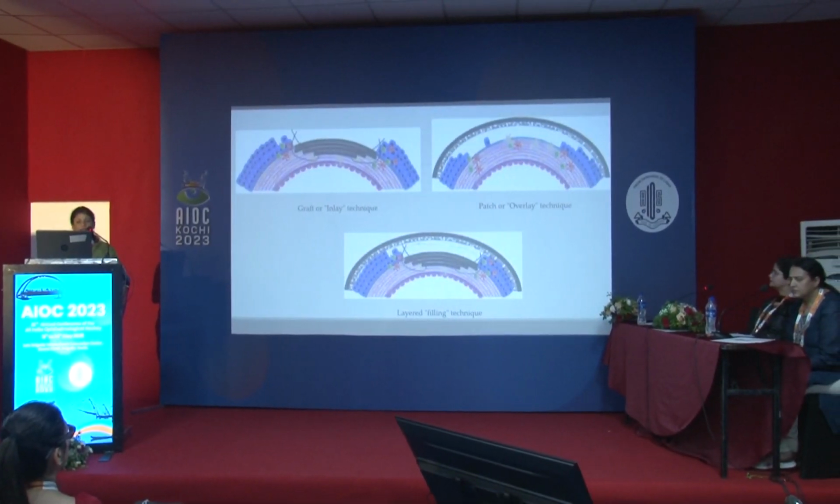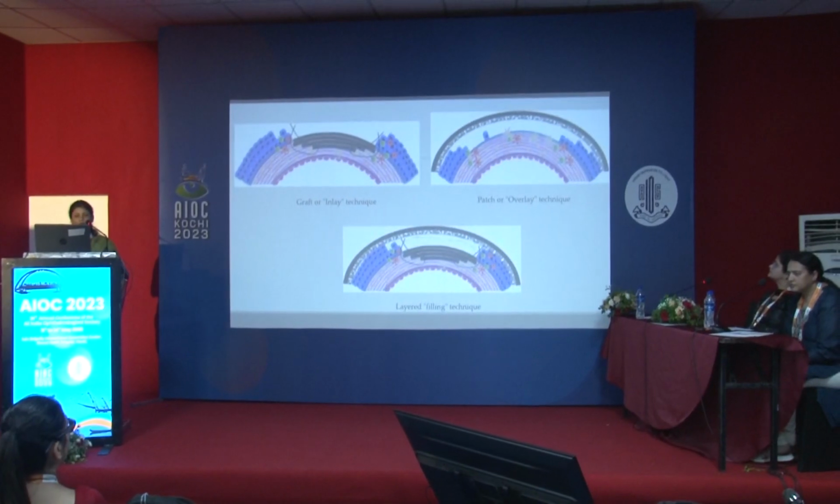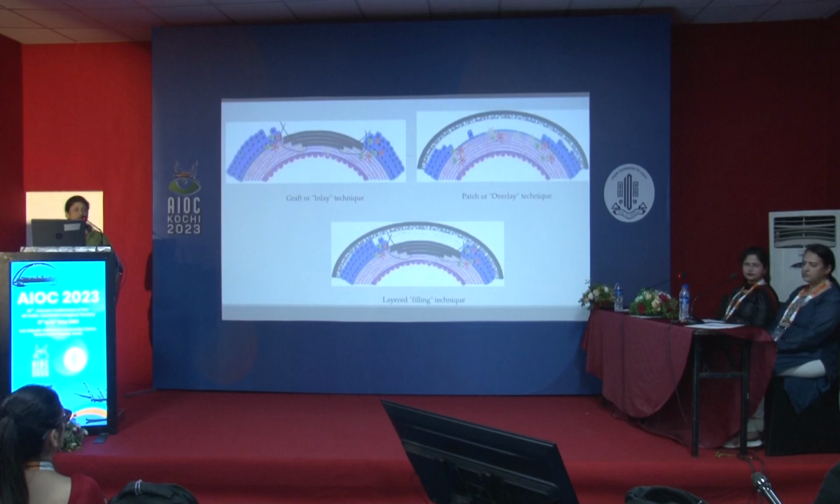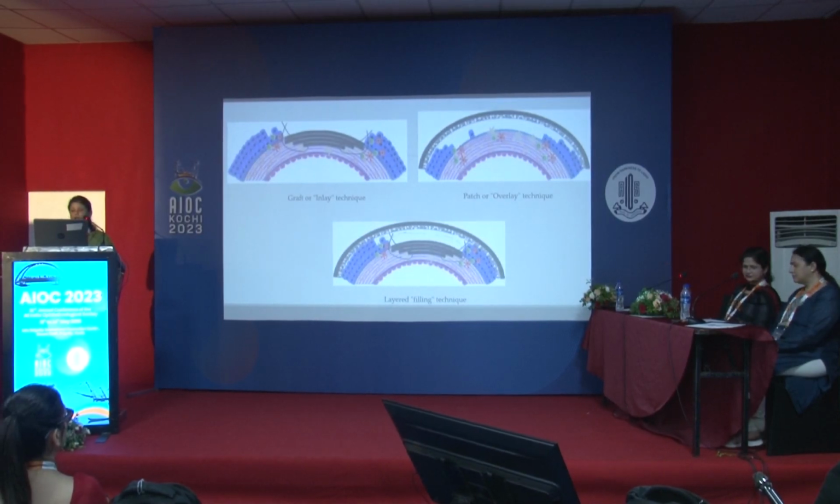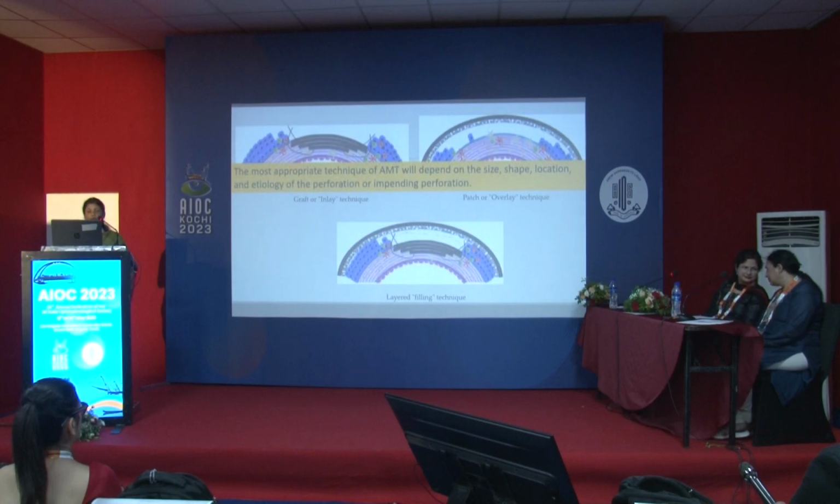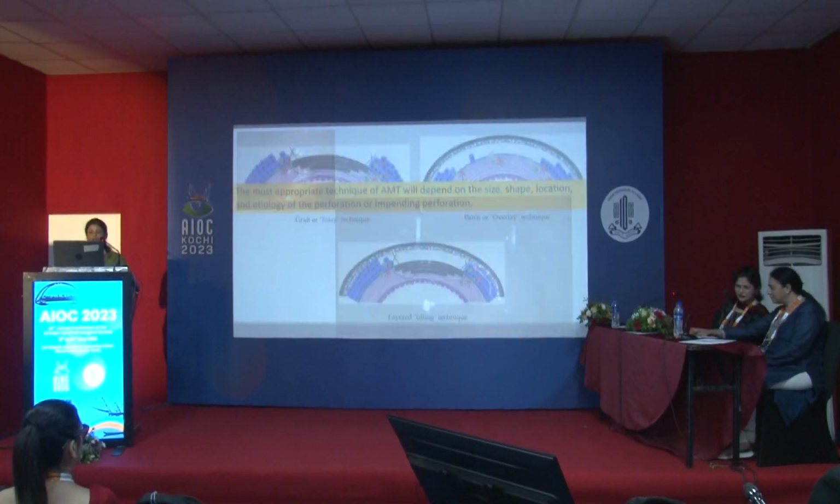There are various techniques available for AMG application. One is the graft or inlay technique, used where tissue loss is present because it replaces the volume loss. The second is the patch or overlay technique, where the epithelial lining is downwards and it acts as a biological contact lens. The third is the layered or filling technique, where both overlay and inlay are used. It all depends upon the size of the perforation or impending perforation.